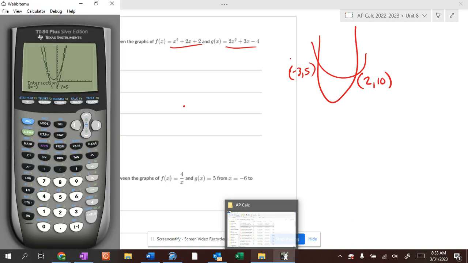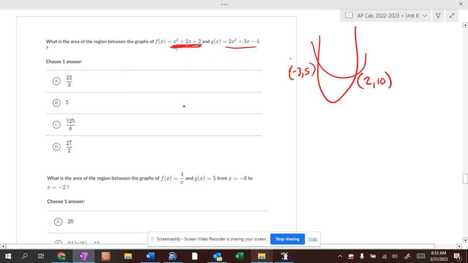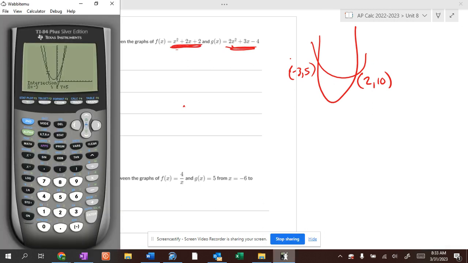Okay, what's my top curve? Well, it's this one. The bottom curve is this one. How do I know that? Because of my y-intercepts. So we go top curve minus bottom curve. So turn this off, turn this off. So it's y1 minus y2. Turn that on, I'm going to graph that one.